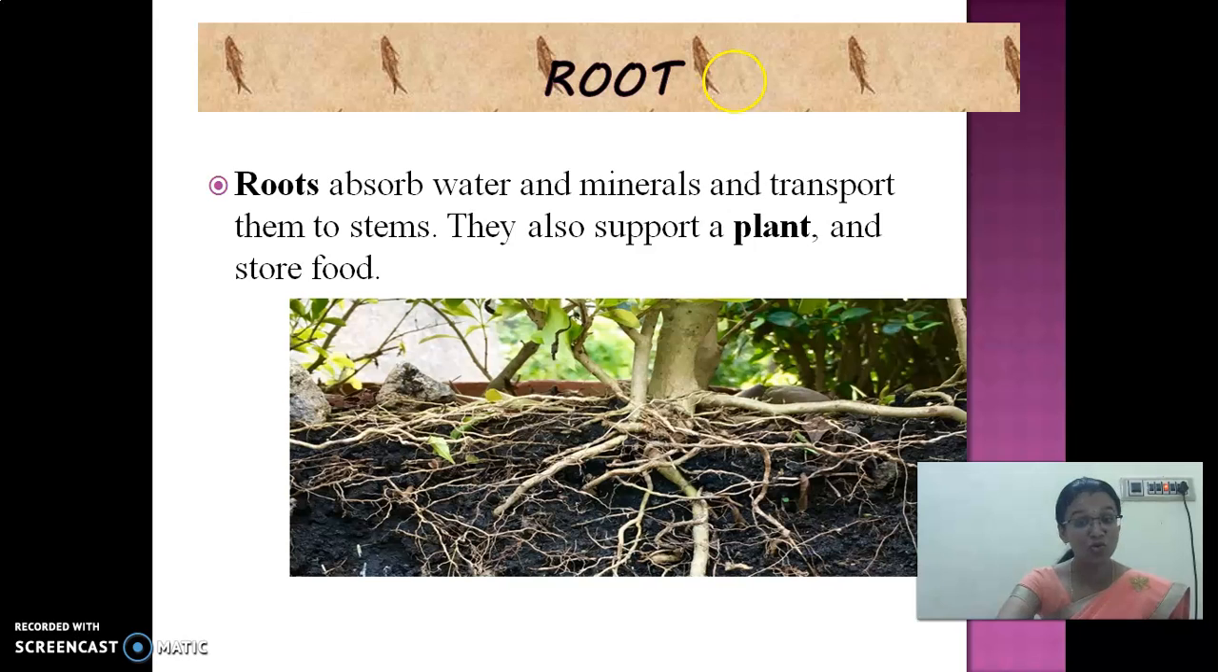And then root. Today we are going to discuss the root. I gave an introduction about the root in the previous class. Roots absorb water and minerals and transport them to the stem. They also support the plant and store food. Okay, children.